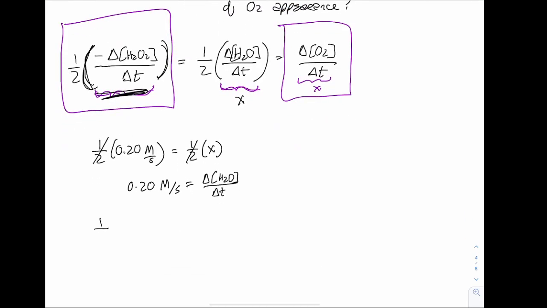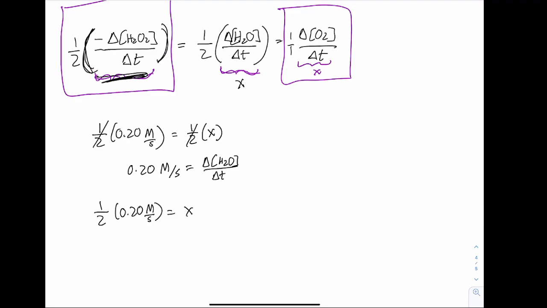So 1/2 the rate of hydrogen peroxide disappearance, which is 0.20 molar per second. This time 1/1, right? So just x. So 1/2 of 0.2 is going to be 0.10 molar per second, and that's going to be equal to my rate for oxygen. So my answers here, right? My rate of water appearance, and my rate of oxygen appearance.